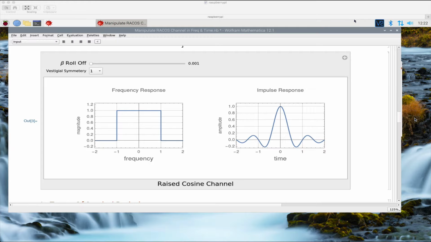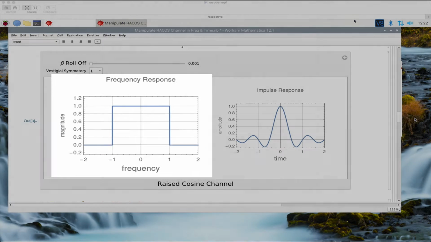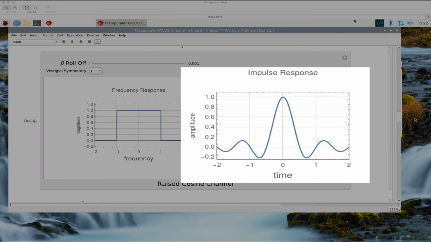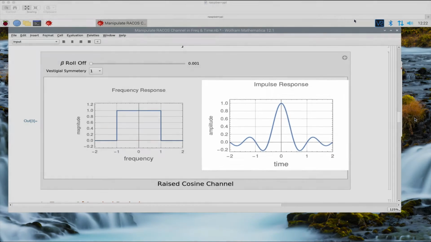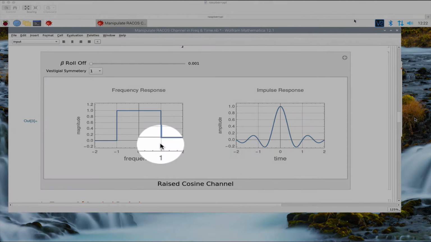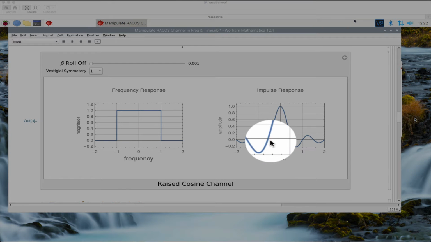If the bandwidth is limited to 1 and the roll-off factor is 0, it resembles a brick wall filter, and the impulse response is a sinc pulse. When the frequency response is normalized to 1, the zero crossings on the time domain response occur at multiples of 0.5.